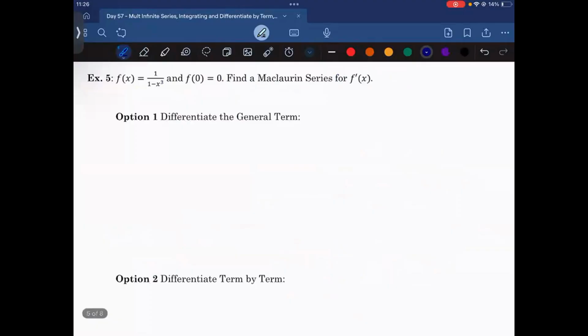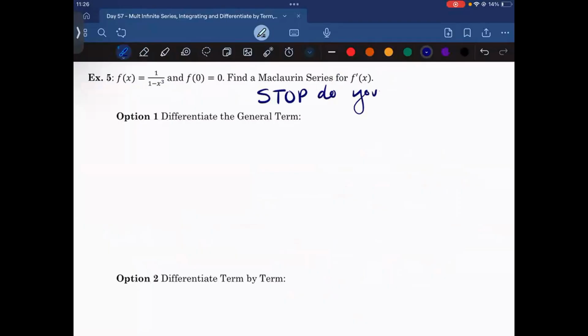Okay, example 5, same exact thing as the last one. So stop and do this one yourself. And then I will do it here after you pause. Looks very similar to the one we just did. But this one is a differentiation. So this one's actually not as bad just because you do just need to take the derivative instead of the integral. So try to figure out yourself and then do it with me.